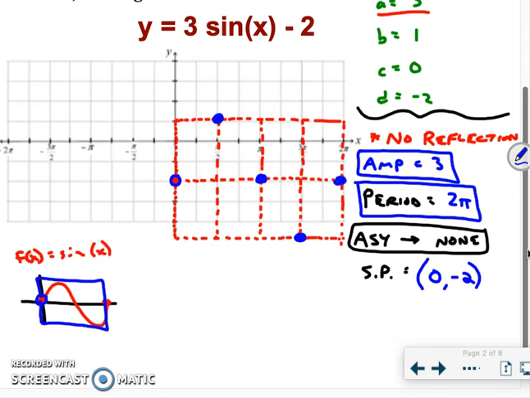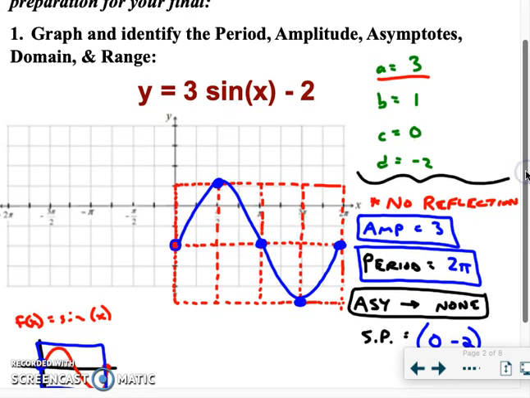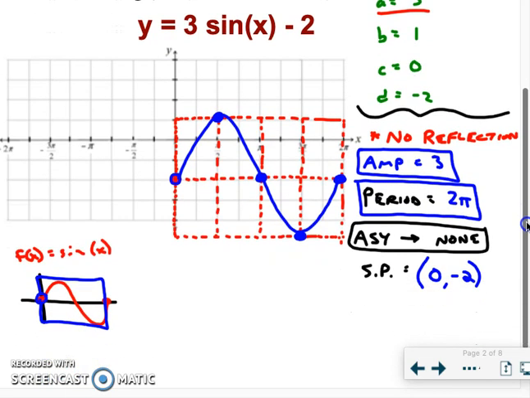Had there been a reflection, we just wouldn't have increased, we would have decreased. So this is going to be my sketch. Again, going back to the beginning of this problem, we're supposed to identify the period, the amplitude, done. Asymptotes, we said that there were not any. And then finally, the domain and the range.